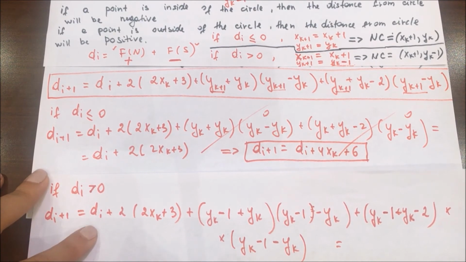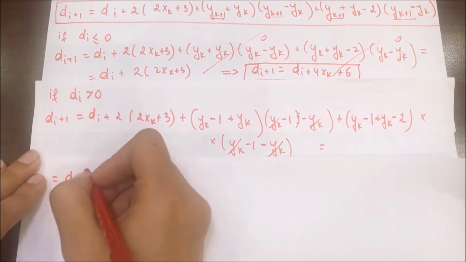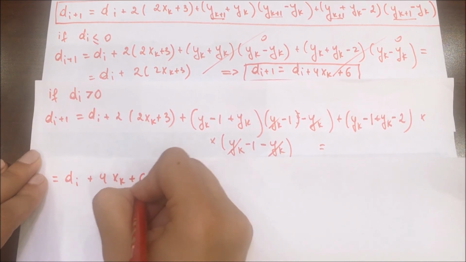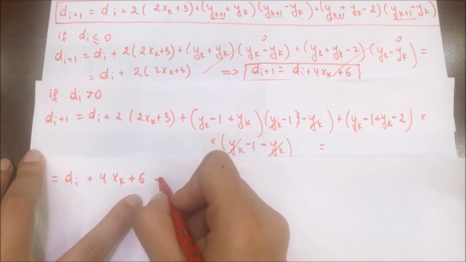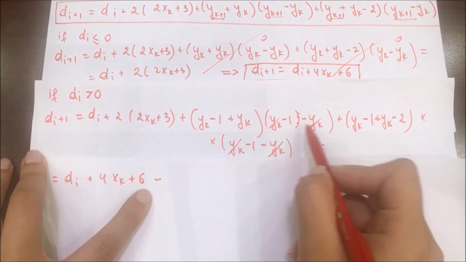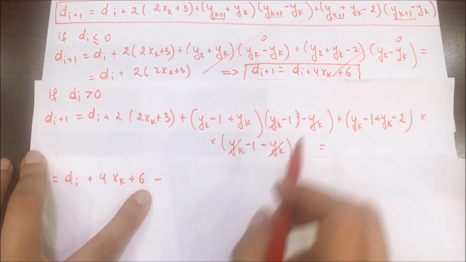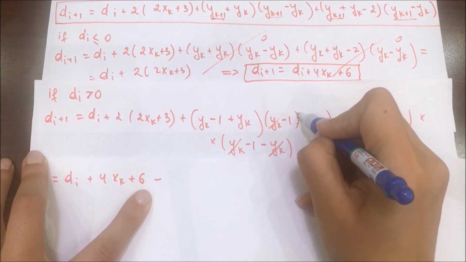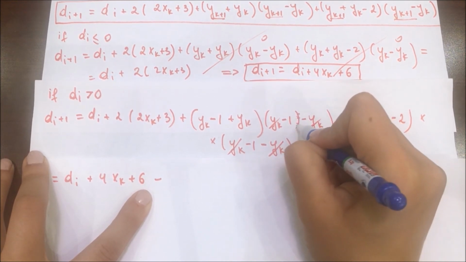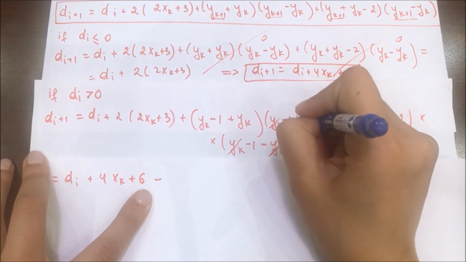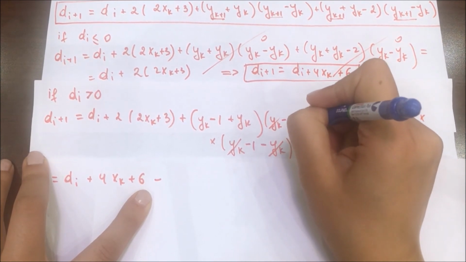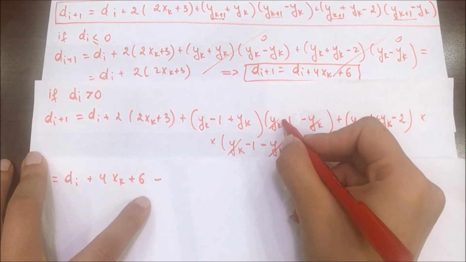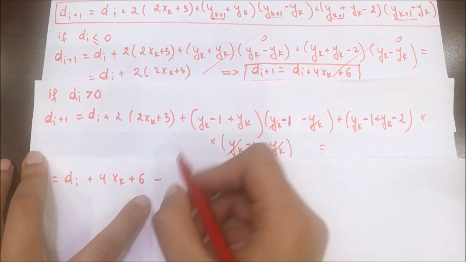Then we will get, for the next decision parameter, di plus 1 equals di plus 4xk plus 6. In the second equation, yks will be cancelled out. We have minus 1 here, minus 1 times 2yk minus 1. So we will get minus 2yk plus 1.